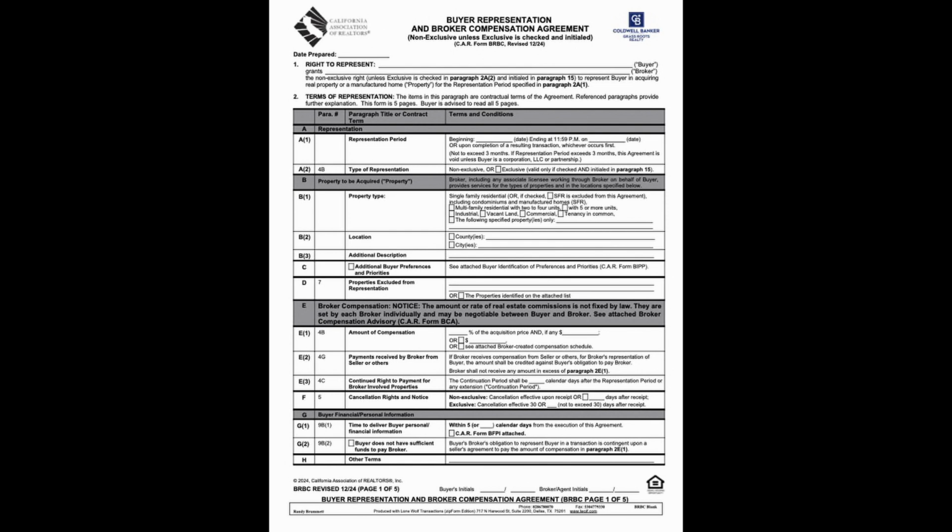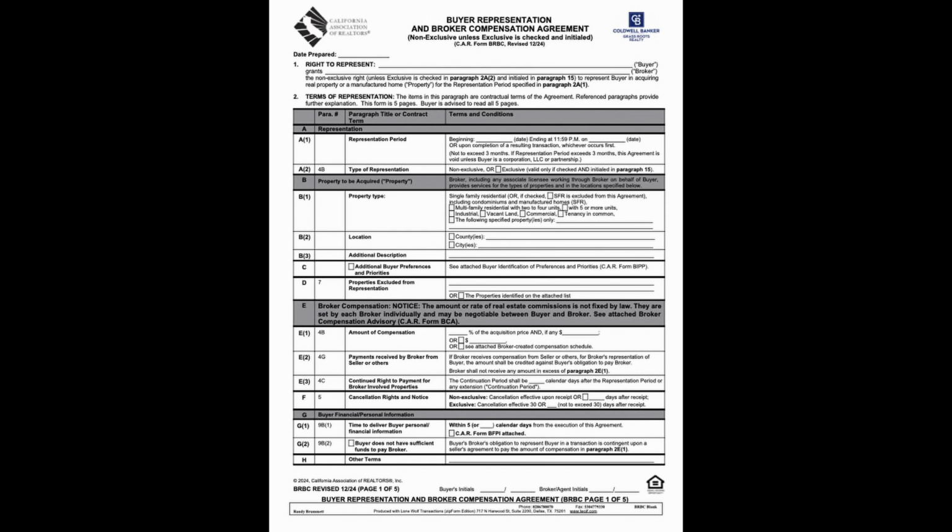B. Property type. This section describes what types of properties you're looking for. Residential, multi-unit, commercial, etc. B2 covers locations such as cities or counties you're searching in, and B3 is a blank space for you to describe any additional home requirements. C. Buyer preferences and priorities. This refers to a separate form where you can list specific needs, like number of bedrooms. Commute time, for instance.